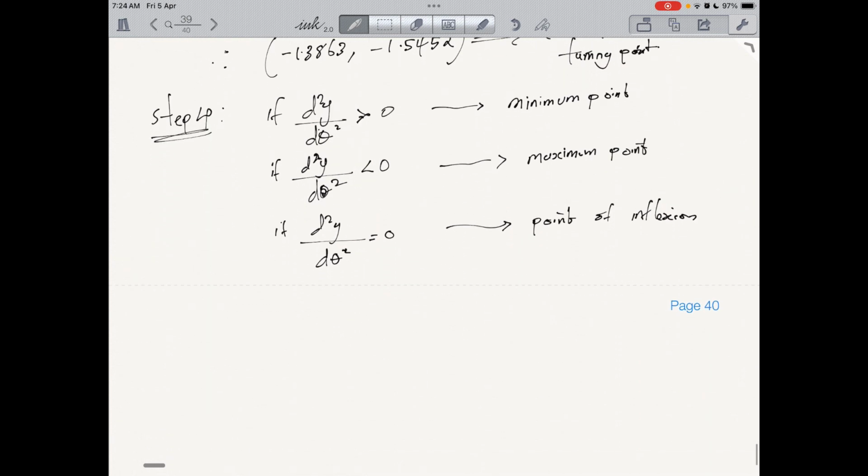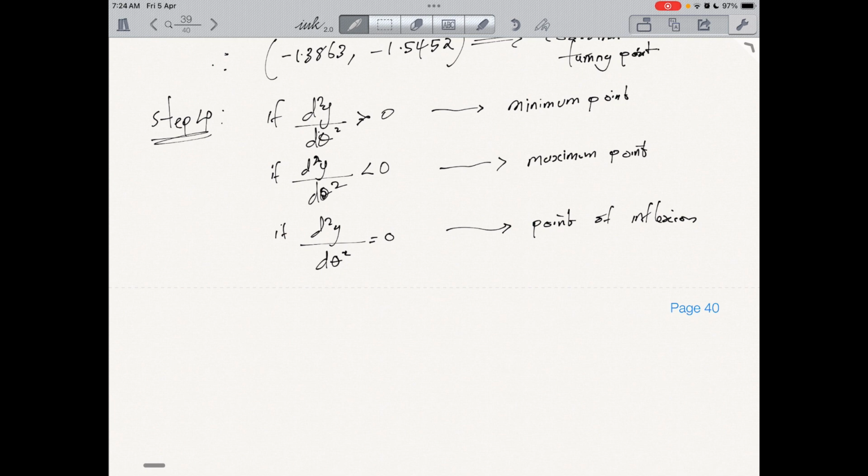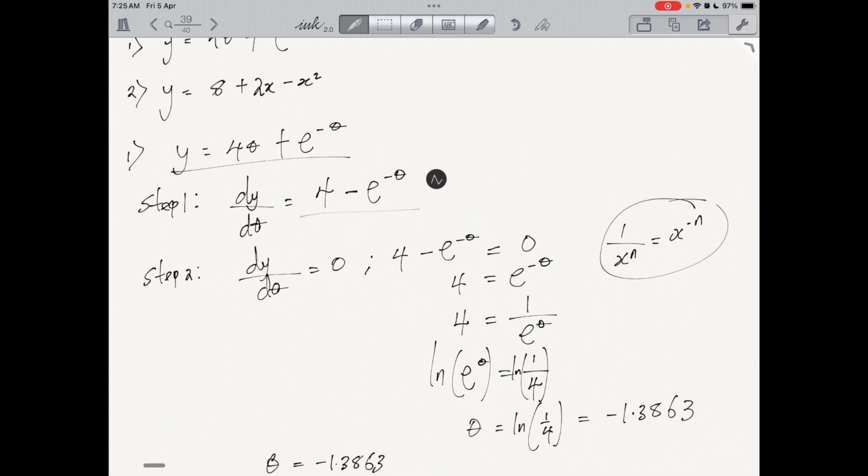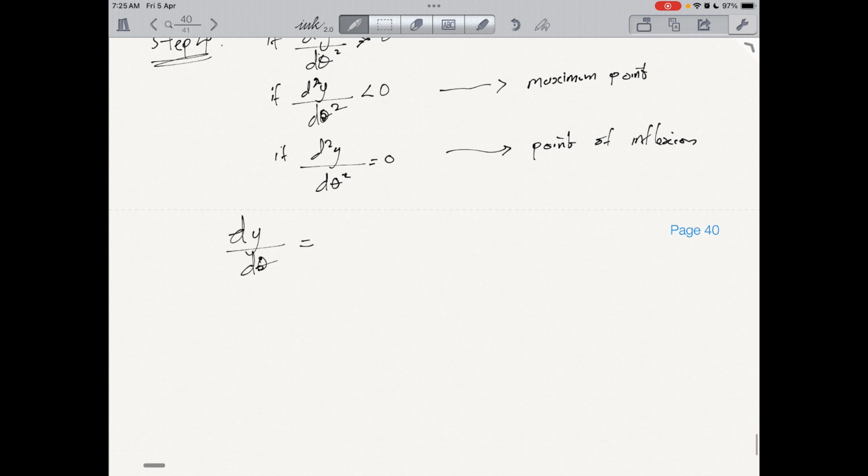Therefore, let's evaluate d squared y/d theta squared. But first, we have to know what is dy/d theta. And dy/d theta as evaluated is 4 minus exponential minus theta. Now, let's evaluate d squared y/d theta squared. And evaluating that, we will have minus into minus exponential minus theta, and this will give us exponential minus theta.